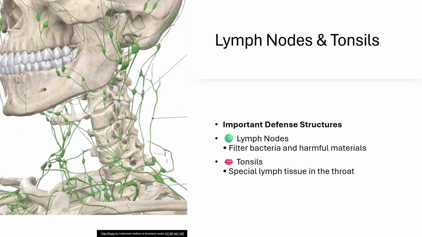Lymph nodes act as filters that trap harmful substances. Tonsils are lymphatic tissues that help protect the body from infection entering through the mouth and throat.